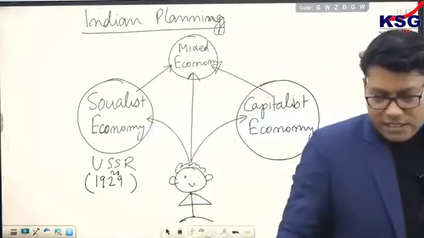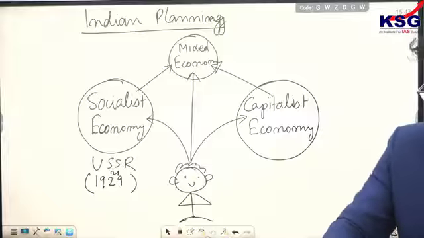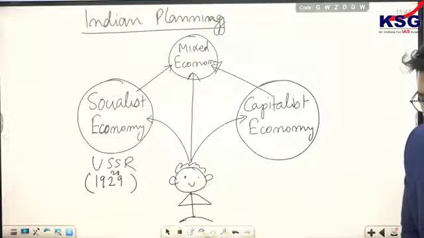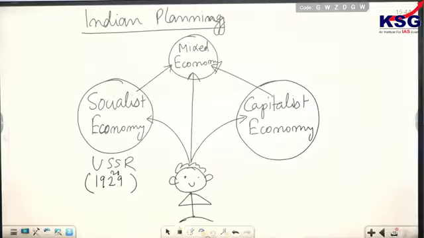The main characteristics of a socialist economy are the existence of public enterprises, or state ownership of capital, in all the important sectors of the economy. Full stop.